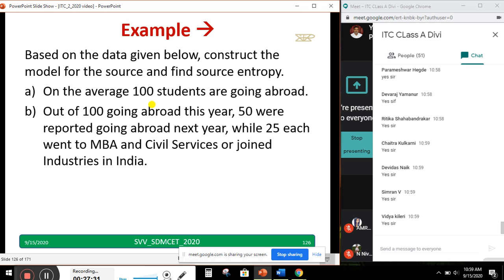On the average, 100 students are going abroad. Total are 200. Out of 100 going abroad this year, 50 were reported going abroad next year, while 25 each went to MBA and civil services or joined industries in India.